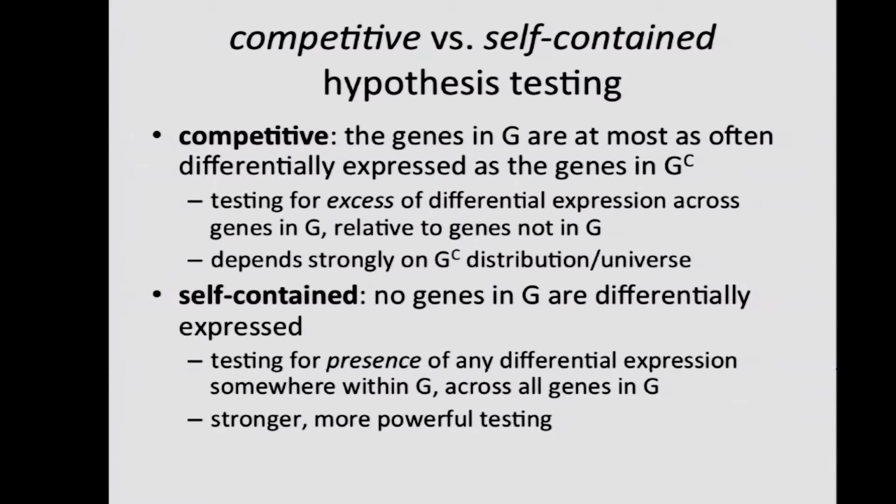These are the tests, self-contained tests, that now allow you to say, even though I don't have gene level significance, the pathway on a whole is significant because I'm seeing some amount of differential expression. I don't know exactly where it is. I can't point to any one gene and say this is the gene that is differentially expressed. But the amount of signal across all of the genes in the set is sufficient to say that there is at least one gene that is differentially expressed somewhere, possibly more.